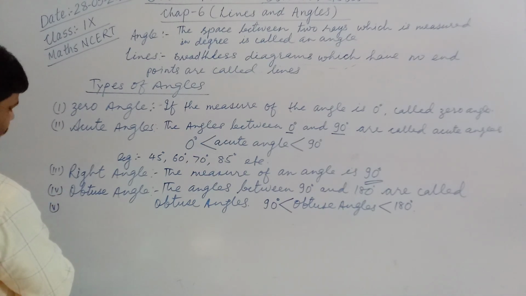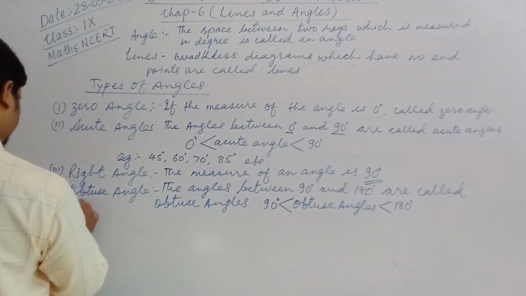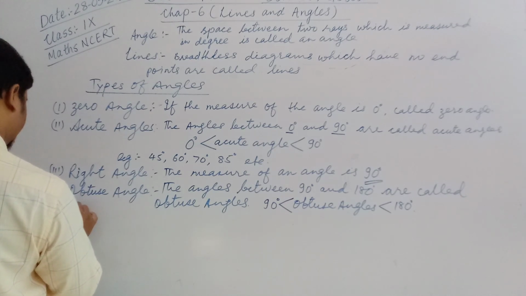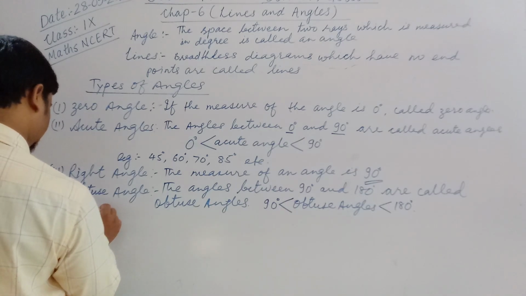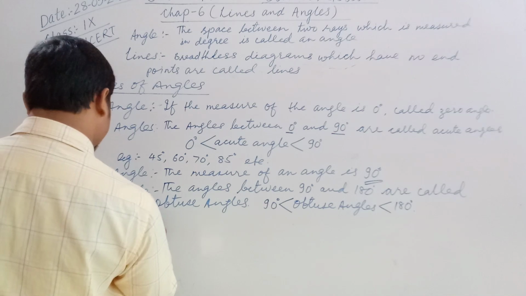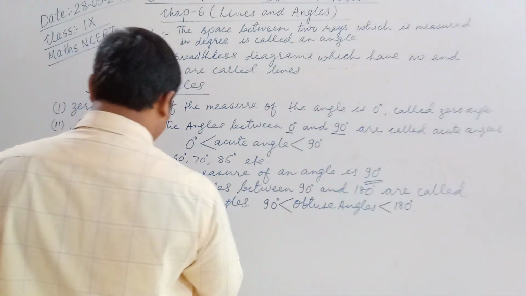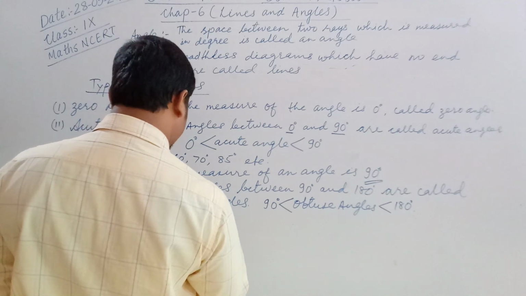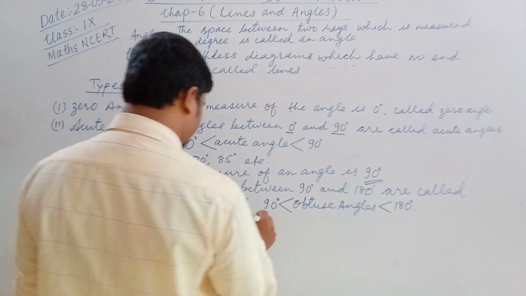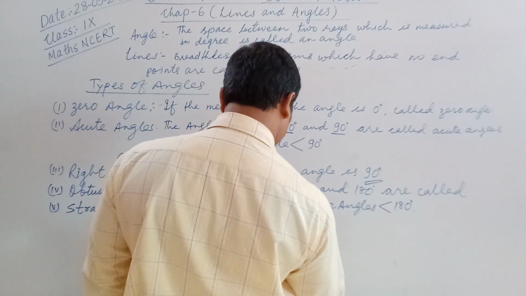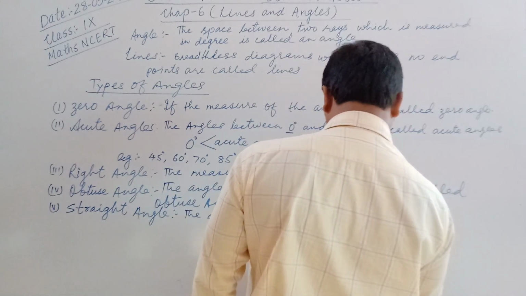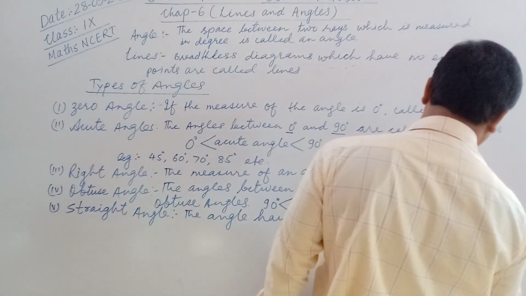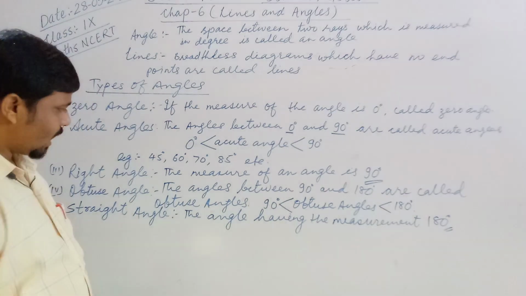Fifth is straight angle. The angle having the measurement 180 degree is called a straight angle.